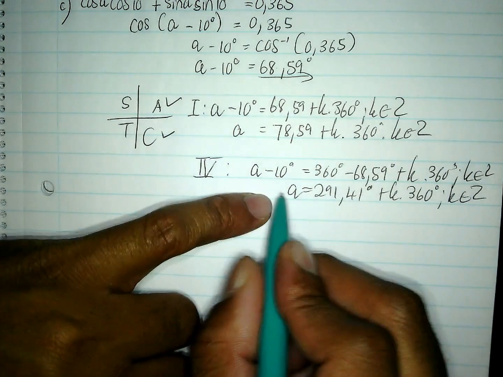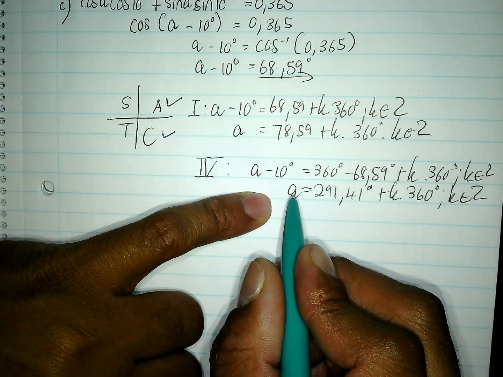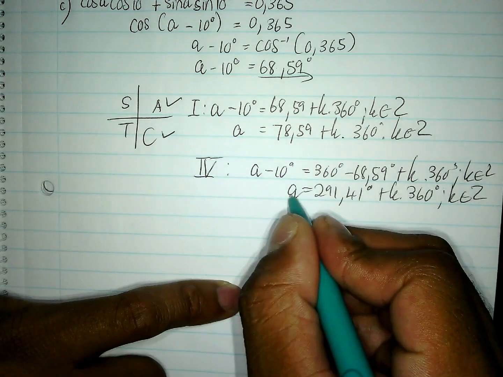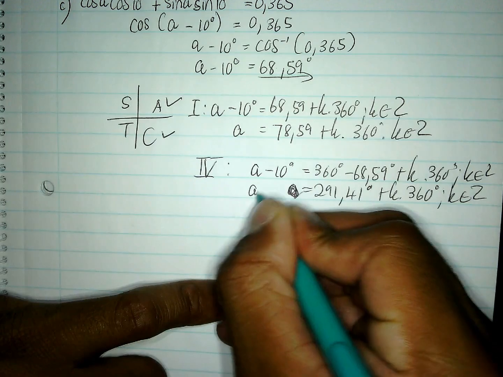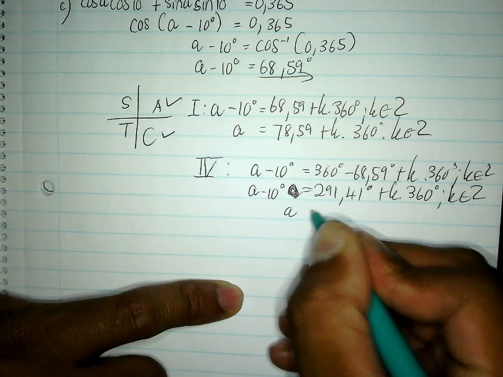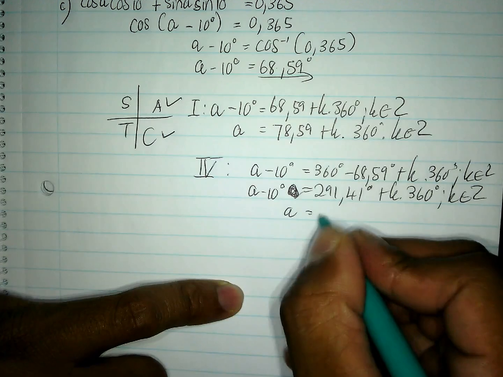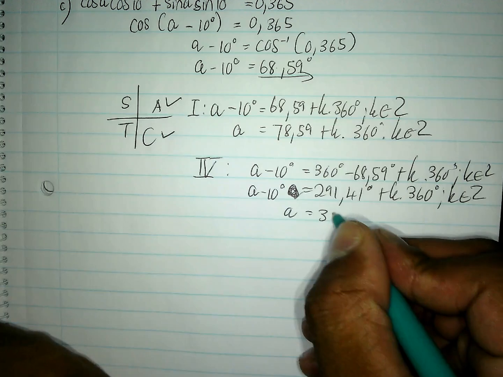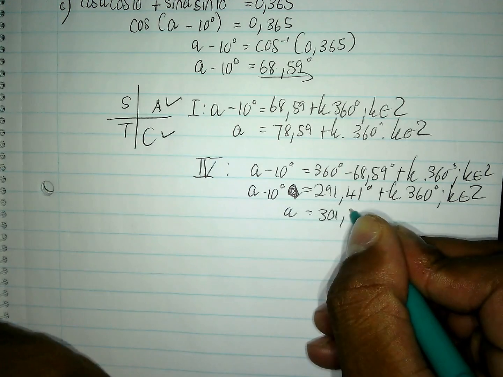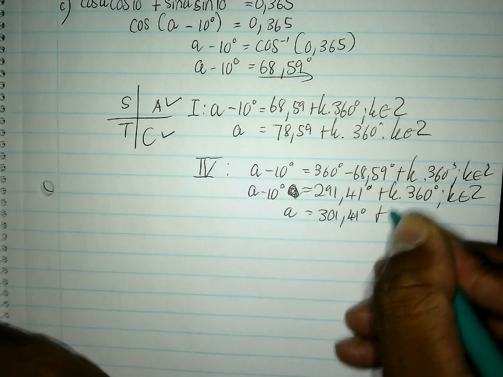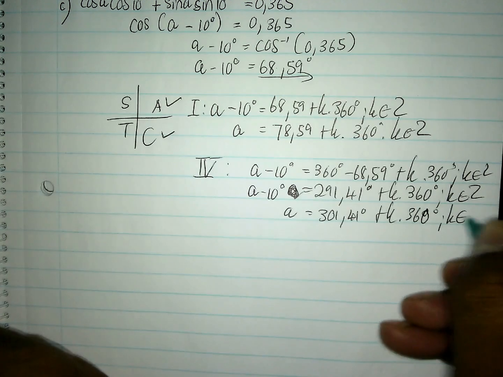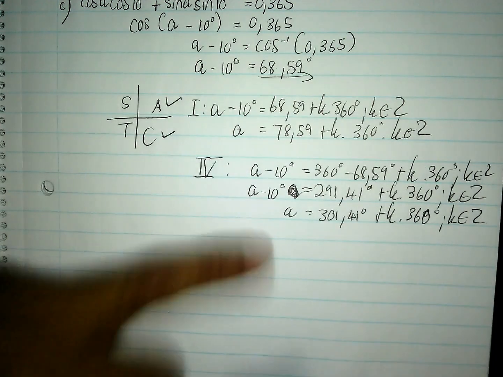Right. Now we have to transpose. So when you transpose 10 to the other side, sorry for that, it's going to be alpha equals 301,45 degrees plus K 360. Right. And that's going to be your final answer.